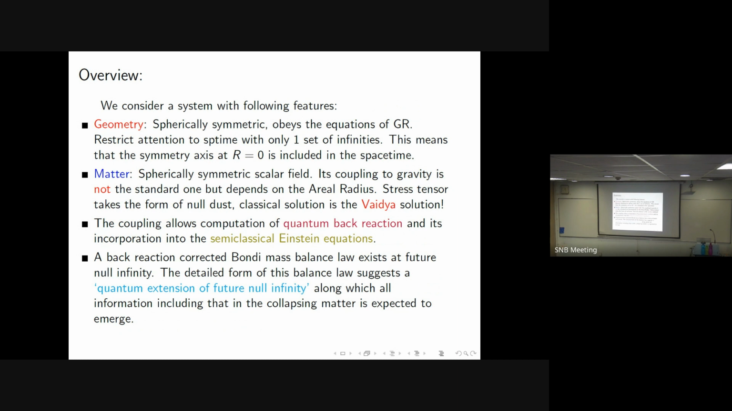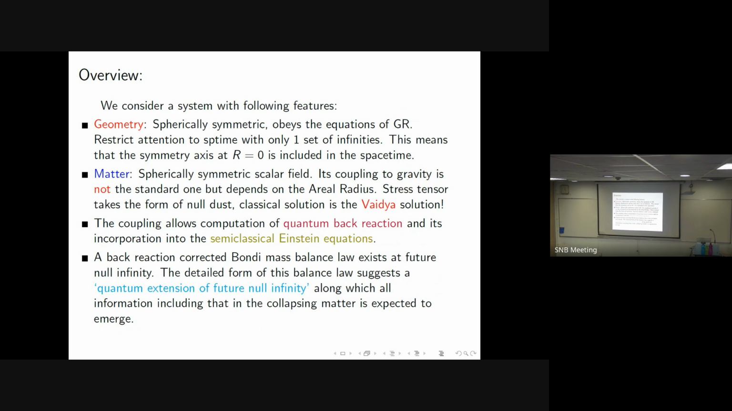Now, I'd like to restrict attention to space-time with only one set of infinities, and that means that the symmetry axis at r equal to 0, like in Vaidya, I have to tell my equations or my formulation that the axis is in the space-time. Otherwise, I get a Kruskal-like situation with two infinities. So the axis has to be there, and that can be done by putting boundary conditions on the fields.